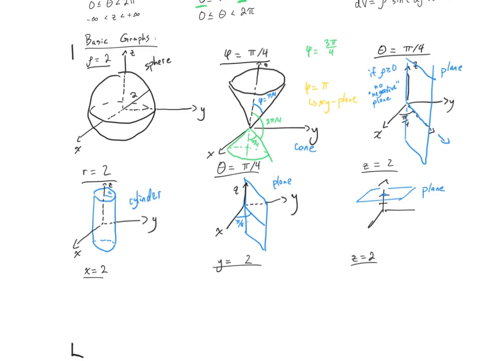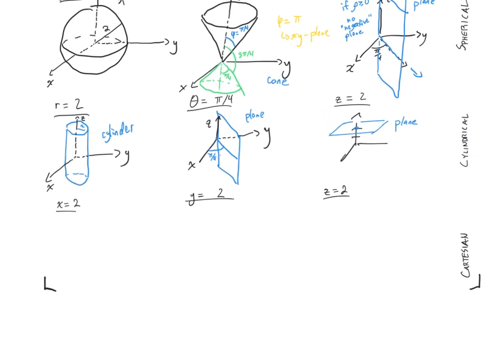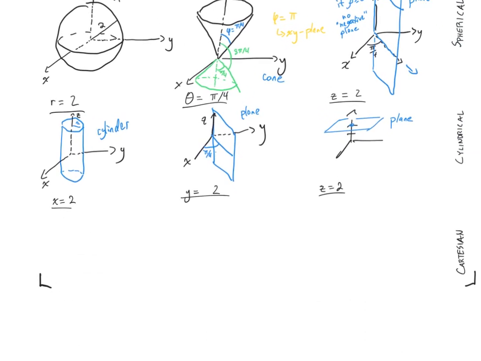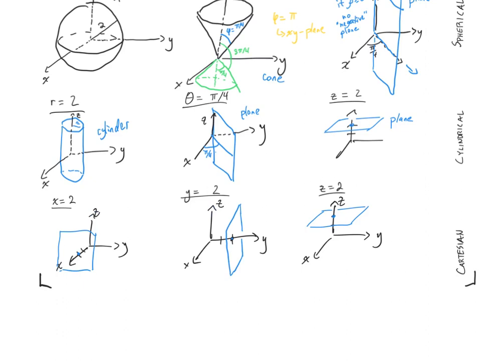And finally, for x equals 2, y equals 2, and z equals 2 in Cartesian coordinates, what we're left with is just planes all the way around. So there are the 3 planes. I just drew them quickly for you. That's what they look like. Let's move on to some examples.